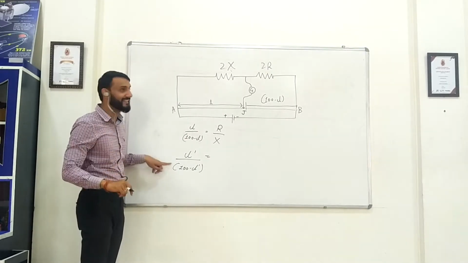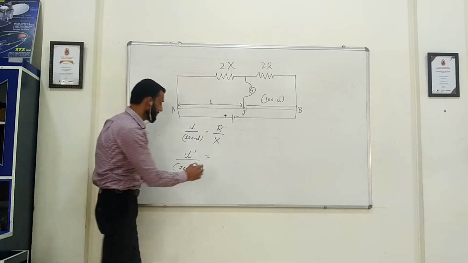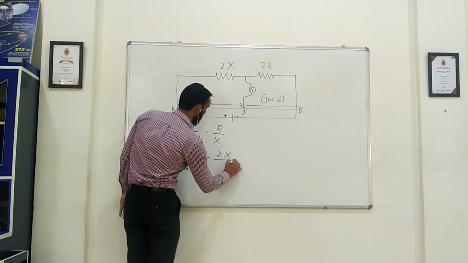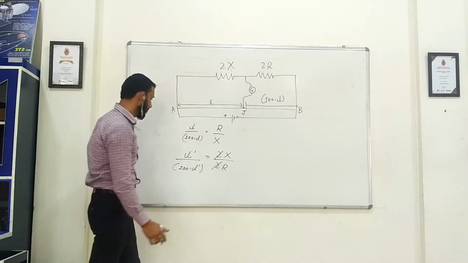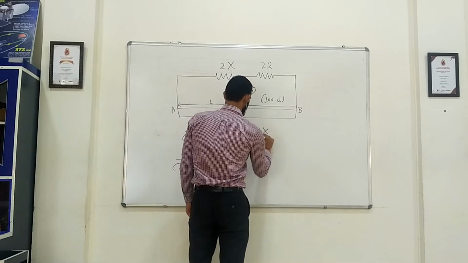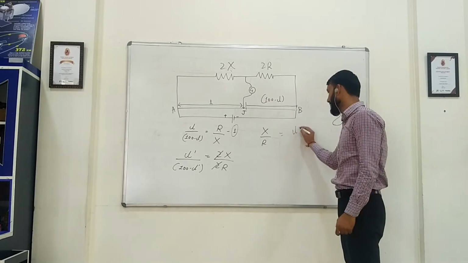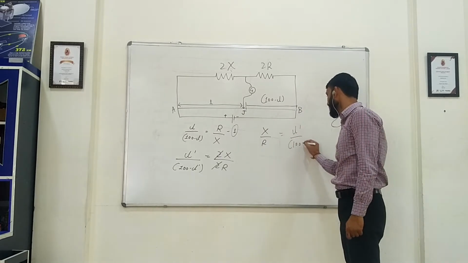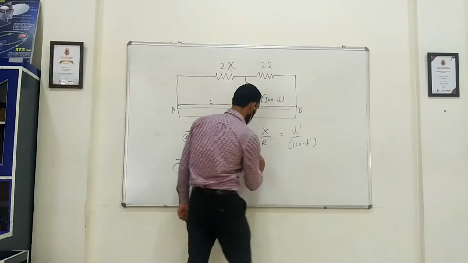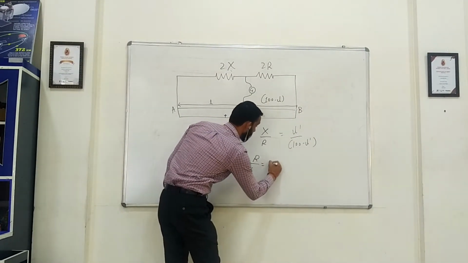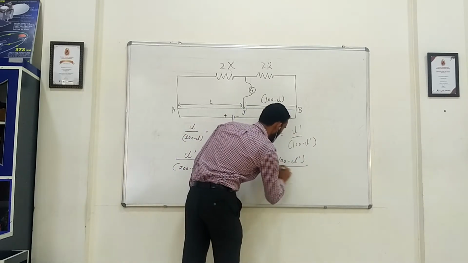Why is it a new balancing length? Because the resistances are doubled and they are interchanged. So it will be 2X by 2R. The 2 cancels, so the equation is X upon R is equal to L dash upon 100 minus L dash. Now if I take the reciprocal, it becomes R upon X is equal to 100 minus L dash upon L dash.